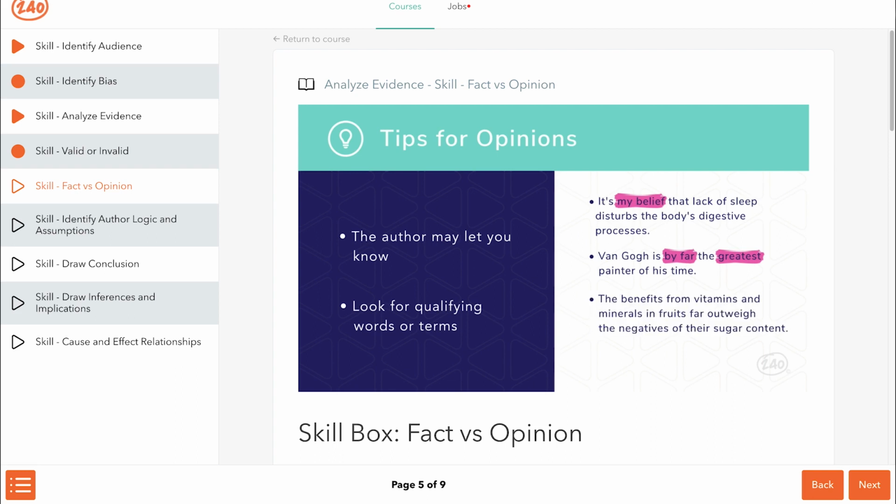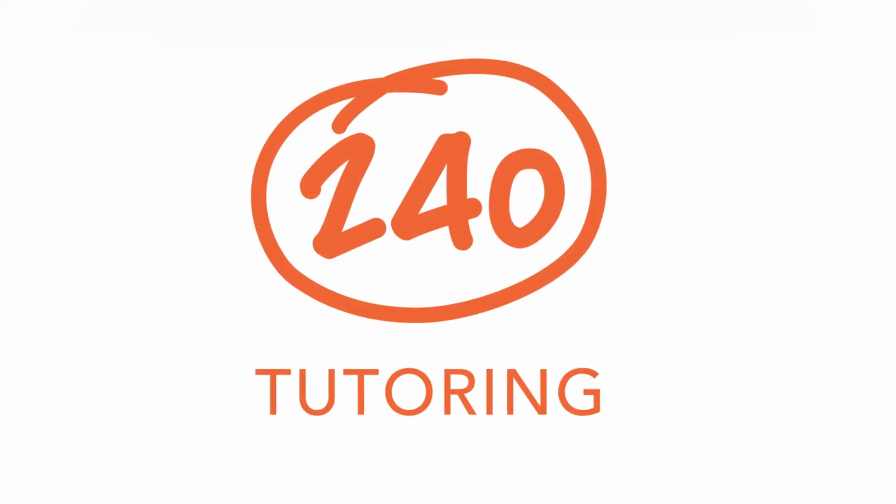The benefits from vitamins and minerals in fruits far outweigh the negatives of their sugar content. The phrase far outweigh modifies the magnitude of the benefits. Kids never love broccoli. The use of the word never makes this statement an opinion. While kids are known to be picky eaters, there are definitely some who love broccoli.